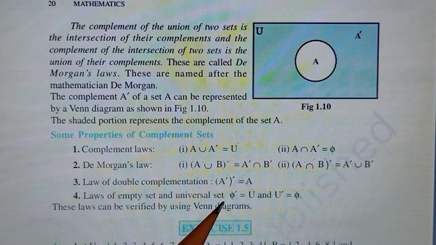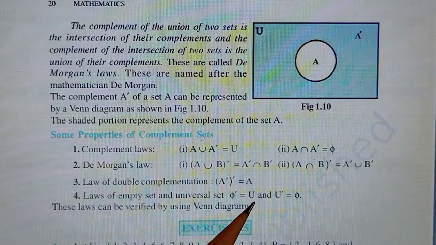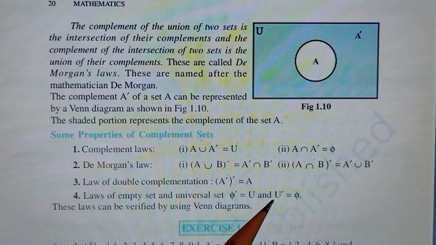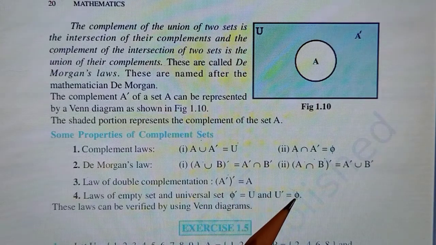Then the complement of the null set would be the whole of the universal set. Nothing means all the entries. Then the complement of all the entries would be the null set, which will have no entry.